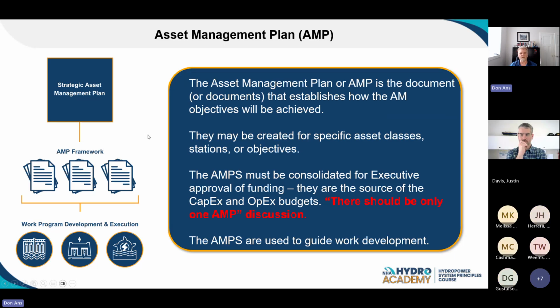So, for example, governors. They could have done it at governors, exciters, generators, each of the specific asset classes, depending, say, if they had subject matter experts for each of those. But the AMP is the document that establishes how the AM objectives will be achieved for that asset or asset class. Some people also create them at the station level, and they also sometimes create them at an objective level. The AMPs are consolidated for executive approval of funding. They are the source of the CapEx and OpEx budgets.